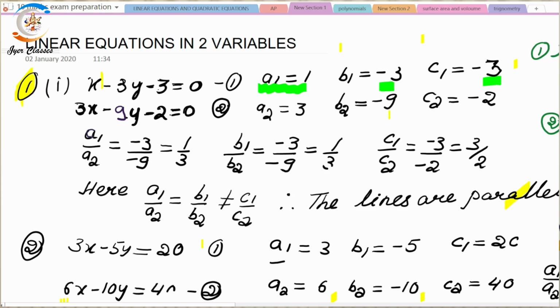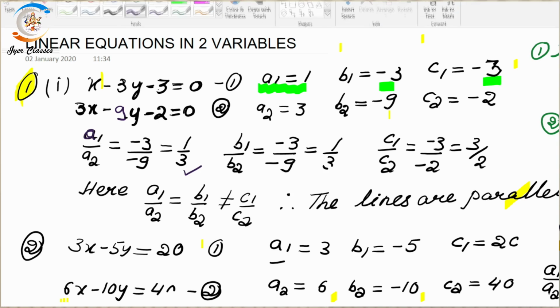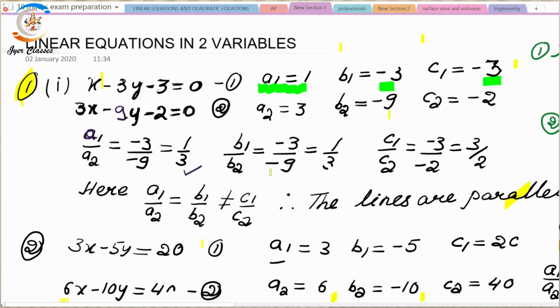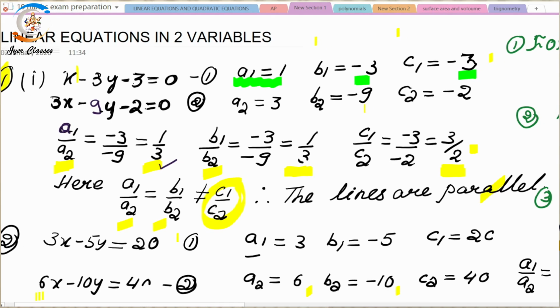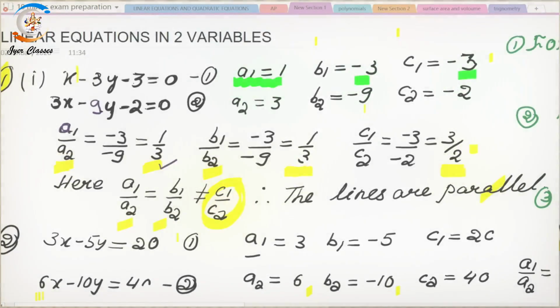Now checking a1 by a2, which is equal to 1 by 3. Now you have b1 by b2, minus 3 by minus 9, so its value also comes to 1 by 3, and c1 by c2 is equal to 3 by 2. What do we see here? See, a1 by a2 is 1 by 3, b1 by b2 is also 1 by 3, so a1 by a2 is equal to b1 by b2, but c1 by c2 is 3 by 2, which is not equal to it. So this means the lines are parallel to each other, so there will be no point of intersection. Okay, let's go to the second question.